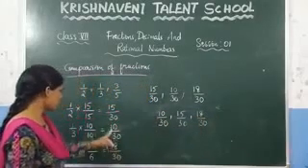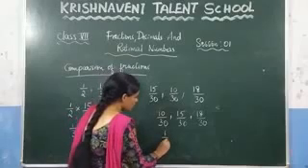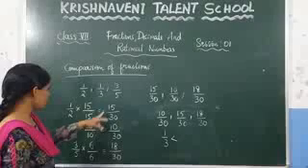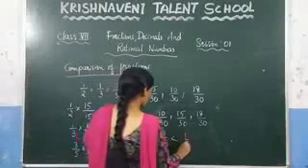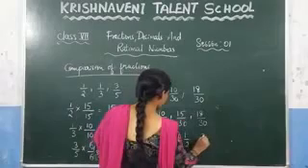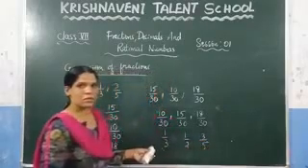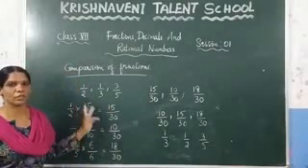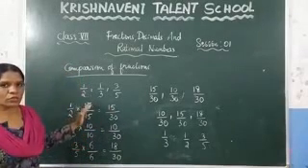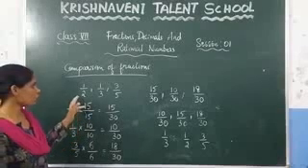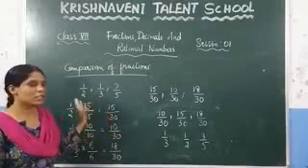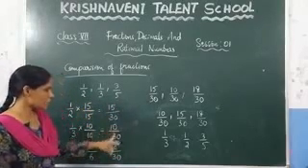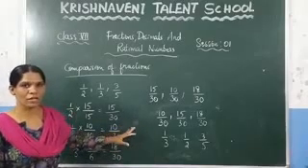Now write it. 10 by 30 is nothing but 1 by 3. And what is 15 by 30? 15 by 30 is 1 by 2. And after that, what is the next fraction? 3 by 5. Like this, you can compare. So if you want to compare fractions and you are given two fractions, you just need to multiply so that the denominators will be equal. And if you are given more than two fractions, then you need to take the LCM so that you make the denominators the same. Like that, you can compare the fractions.